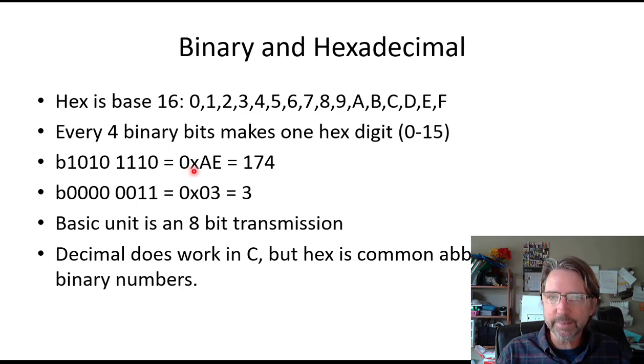And 0x in C is the way to tell the C compiler that you're writing a hexadecimal number and not a decimal number. So 0x03 could be base 10 or could be base 16, but here the 0x means it's base 16. You can also use decimal when you're using C. It will convert for you. But hex, because it maps directly to every 4 bits, is the most common way to do it.